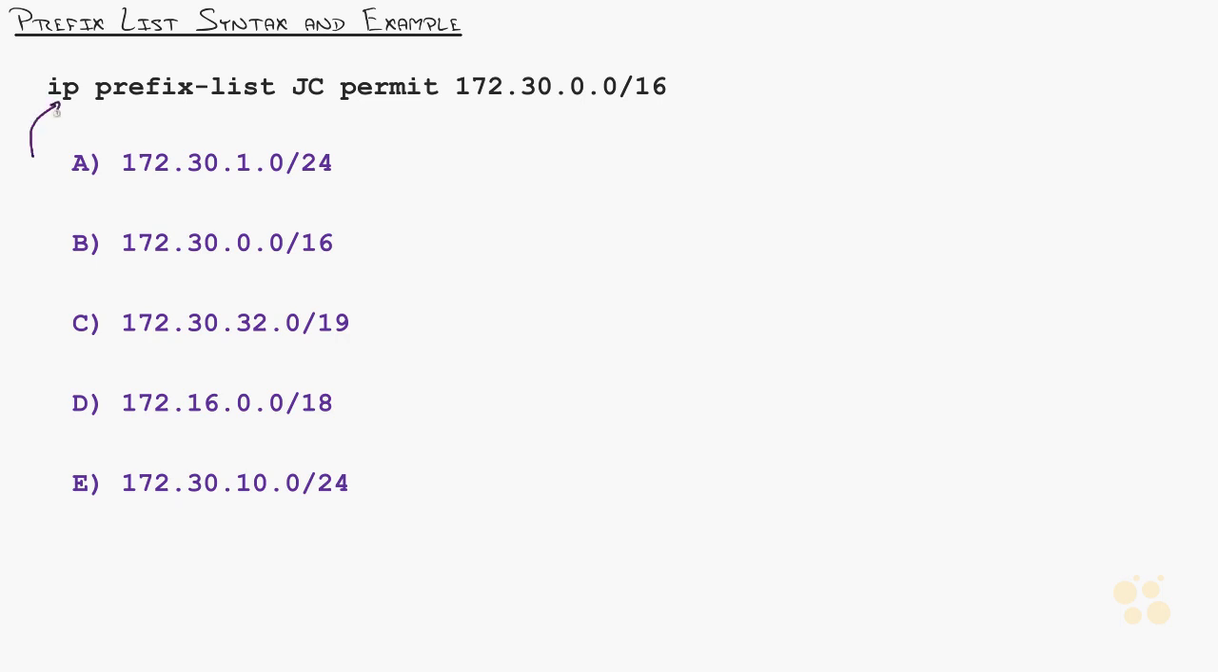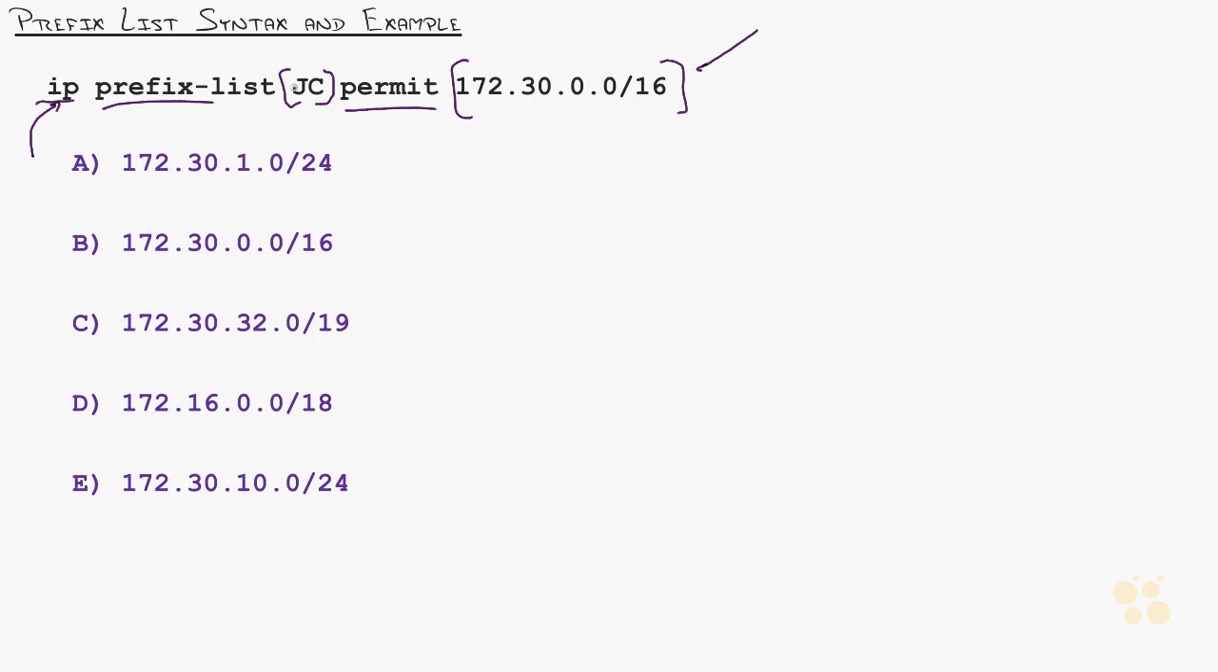So here's an example. Best way to get these is just to see examples of them. You go into global config mode, type in ip prefix-list, you name it. In this case, I put JC, permit, and then what do you want to filter? 172.30.0.0/16. It uses CIDR notation. So what does that actually permit or match in this? And keep in mind how you apply this. This is like an access list. You can create these all day. Until you apply them, they don't do anything.